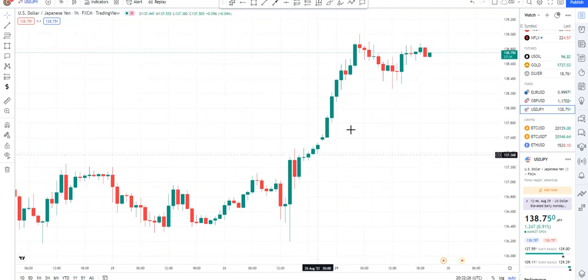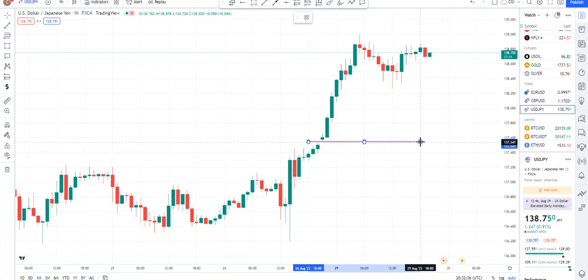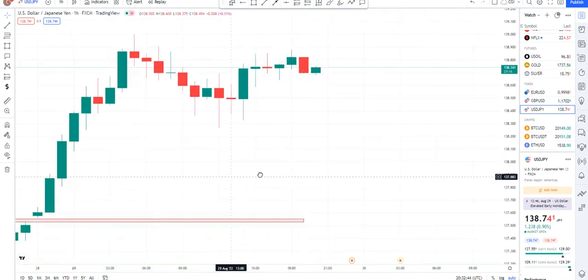I won't really look at all these things too much. We have a small vacuum here, so that vacuum might be something to be careful of. So price might come down into this vacuum block.